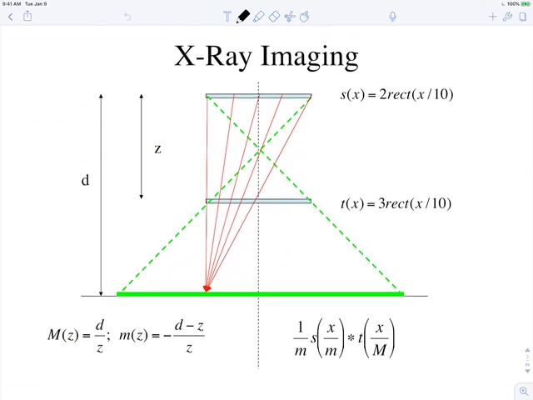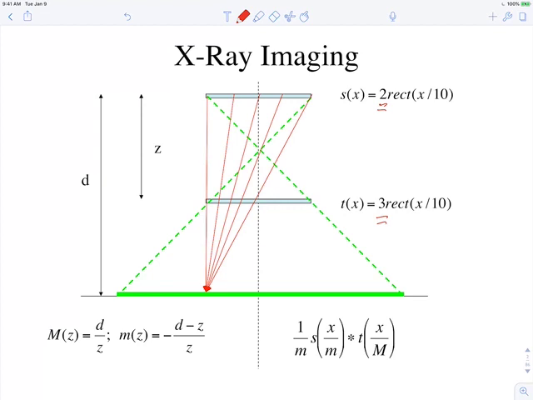So we're going to revisit this problem of X-ray imaging where we have a source, and I've changed a few things. It's almost exactly the same as last time, but there are a few key differences which are going to be useful to make sure you understand for the homework assignment. One is I've now got a factor of 2 in front of the source, so it's 2 times rect of x over 10. That just means the source is twice as strong. And now I have a factor of 3 in front of the transmittivity function, which means it lets 3 times as many X-rays through. Okay?